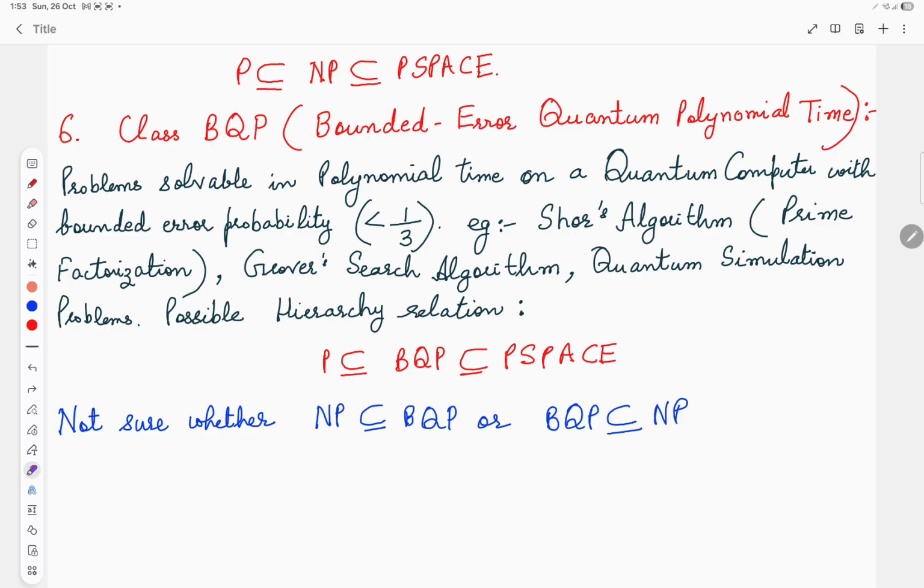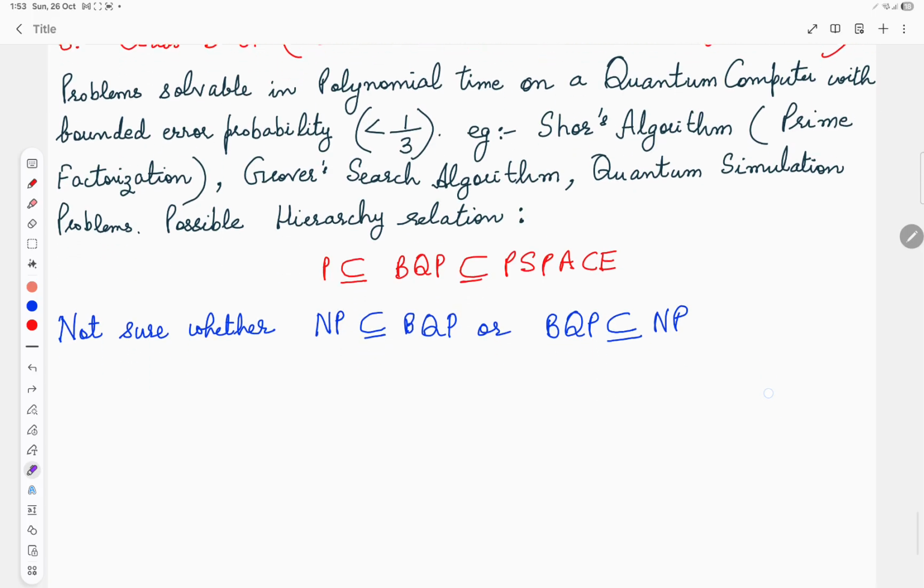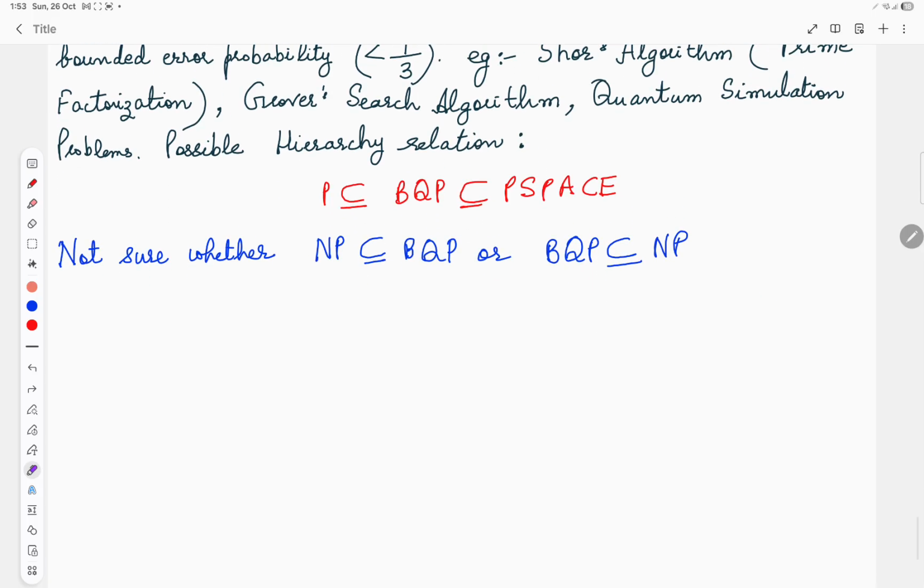We can place these as subsets, like P space. P is a subset of BQP, which is a subset of P space. And how are NP and BQP related to each other? It is not known in the present computing world whether NP is a subset of BQP or BQP is a subset of NP. So this is all about the complexity issues.